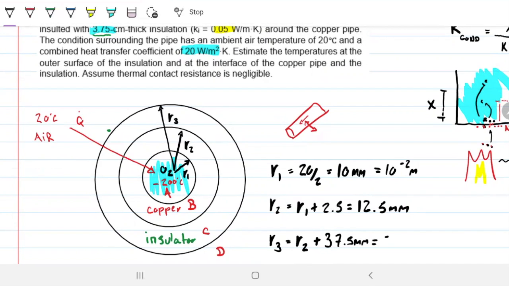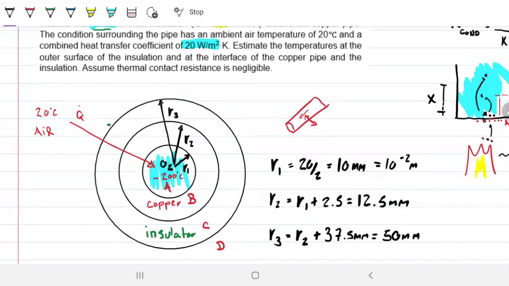So this guy turns out to be 50 mils. Just getting those guys in order before you actually start thinking about thermal resistances, conductions and convections will sure be a bonus when you're solving these, especially in a midterm or an exam, okay? Now, what are the resistances that we have?